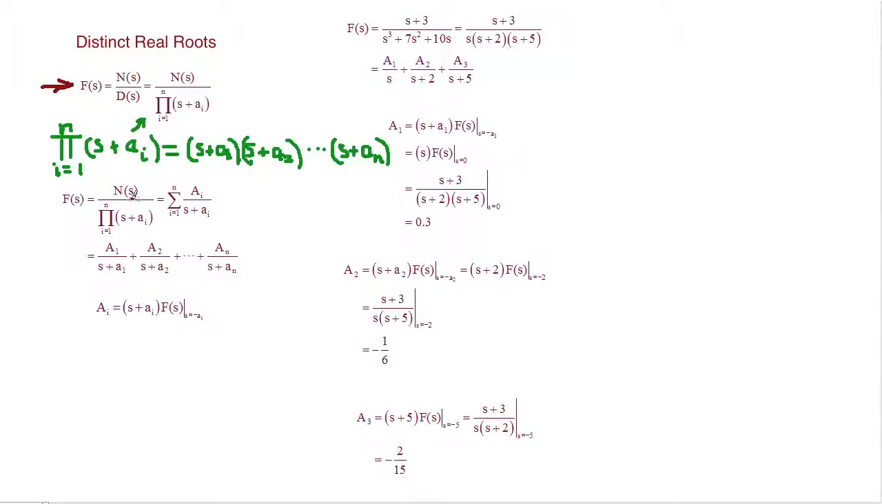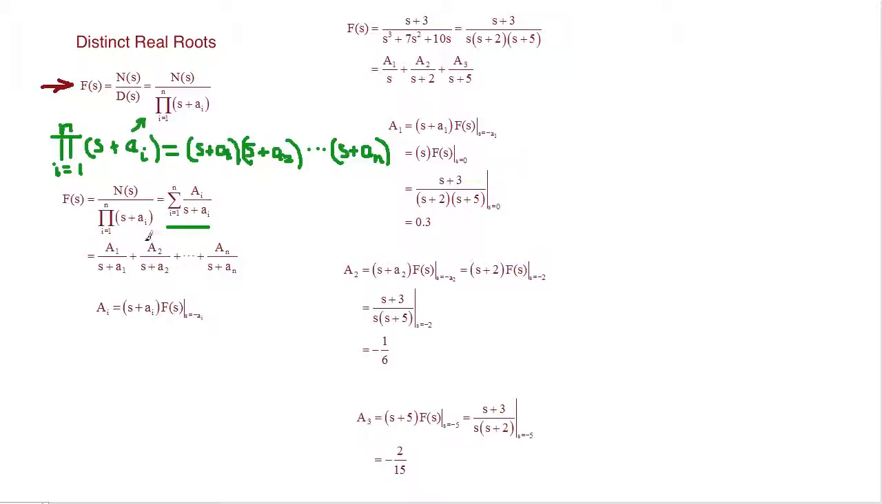So here we have F(s) equal to N(s) divided by this. To write it as a partial fraction expansion, we want to write it as a sum that looks like this. So how do we do that? Well, first notice that this summation means A1 divided by s plus a1, plus A2 divided by s plus a2, plus dot dot dot, plus A_n divided by s plus a_n.